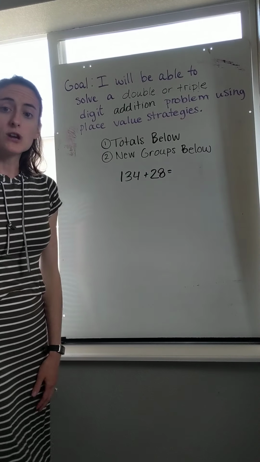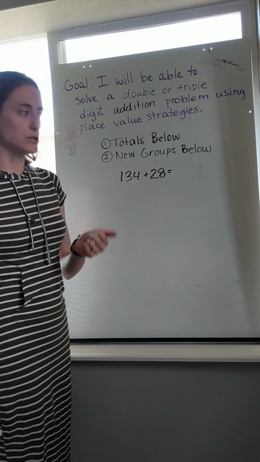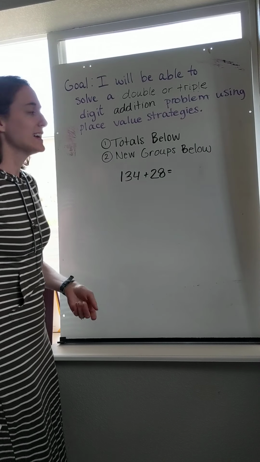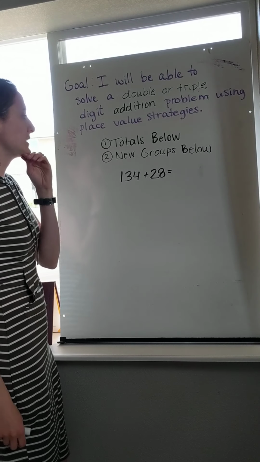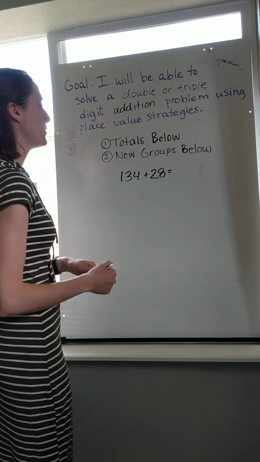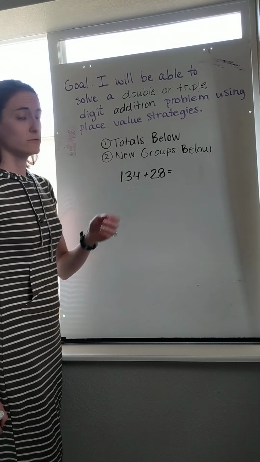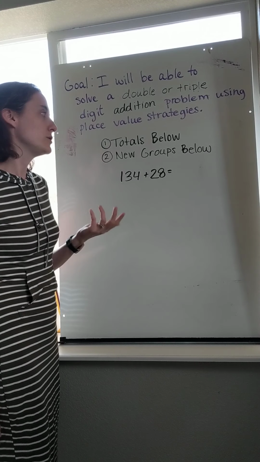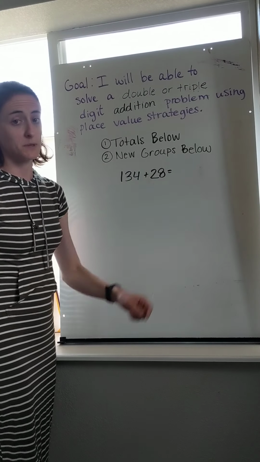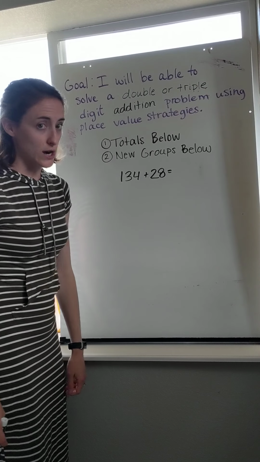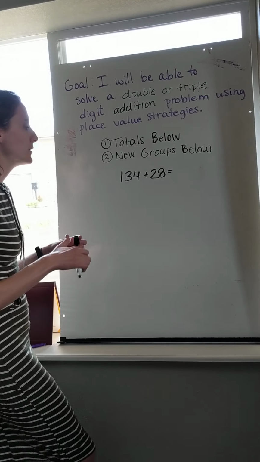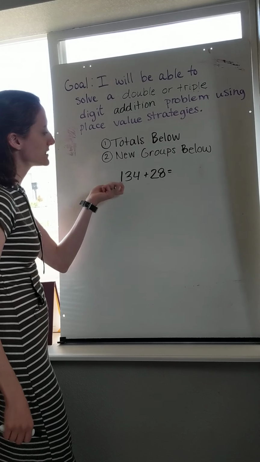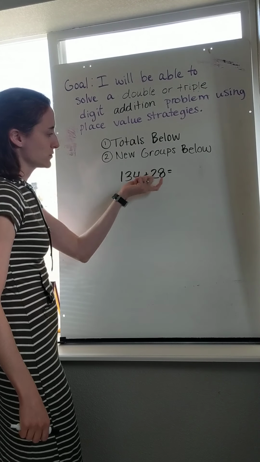So when you're adding or subtracting, one of the best strategies you can do is the vertical form, as long as you really pay attention and understand what you're doing. Okay, so we have two different ways you can do the vertical form. We have totals below, which you've been practicing. I'll show you what I mean. And then we have new groups below, which I think is a great strategy that a lot of you might connect with really well. So this one is 134 plus 28.